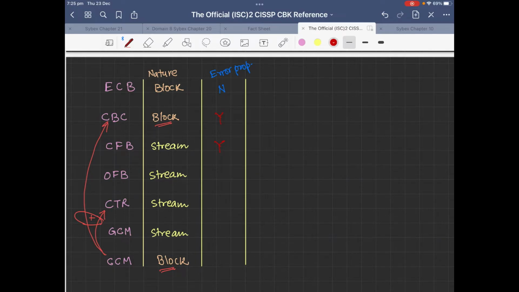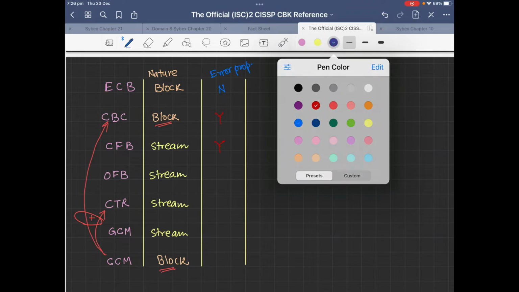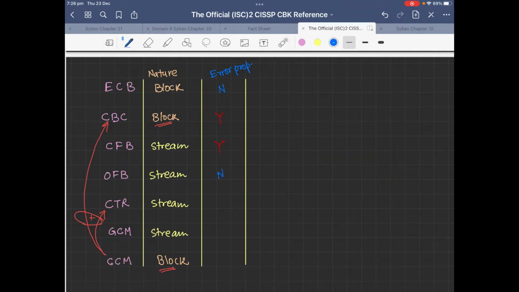So I will write this as no. This also doesn't propagate. This also doesn't propagate. This also. So there are only two cryptographic modes which propagate error, that is CBC and CFB.